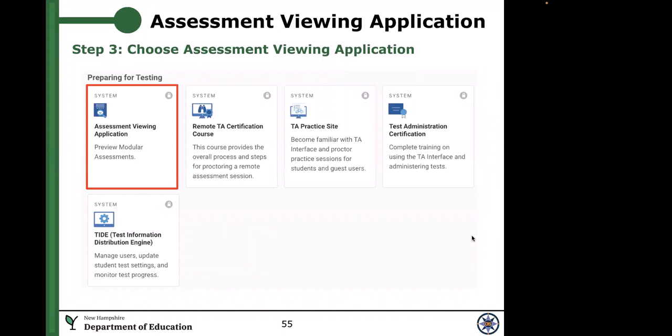Just a heads up, if you have not gone on the system since you administered the summatives last year, this test administration certification needs to be done before you're able to view any of the modular assessments. So every school year, you have to do the test administration certification. That's about a 25-minute certification where they're giving you the information and you answer the questions. As soon as you're done with that, you can start logging into the assessment viewing application and some of these areas that I'm going to show you.